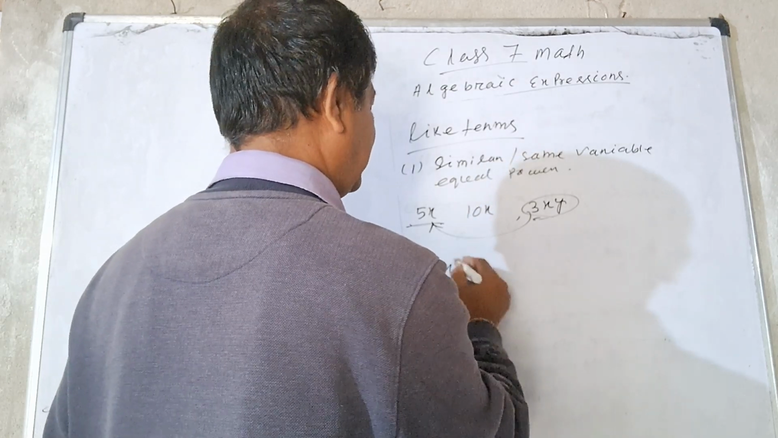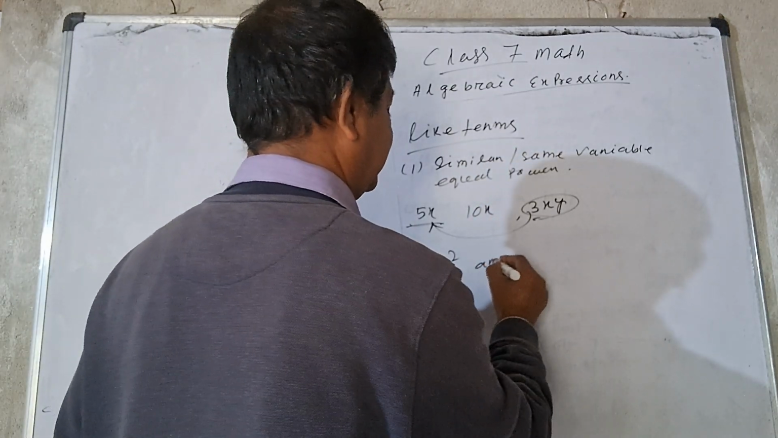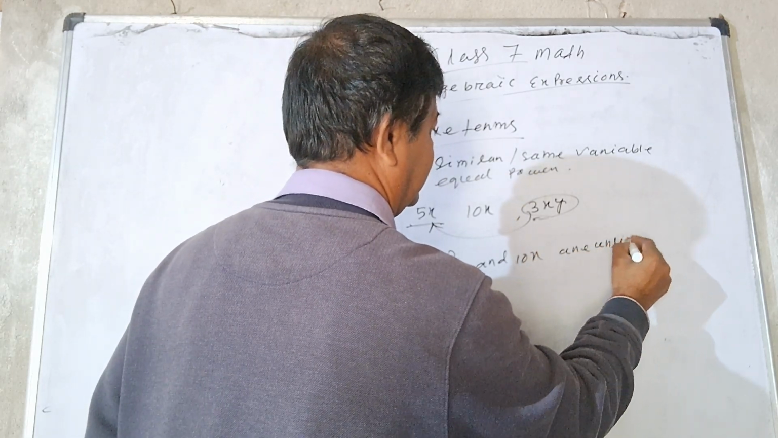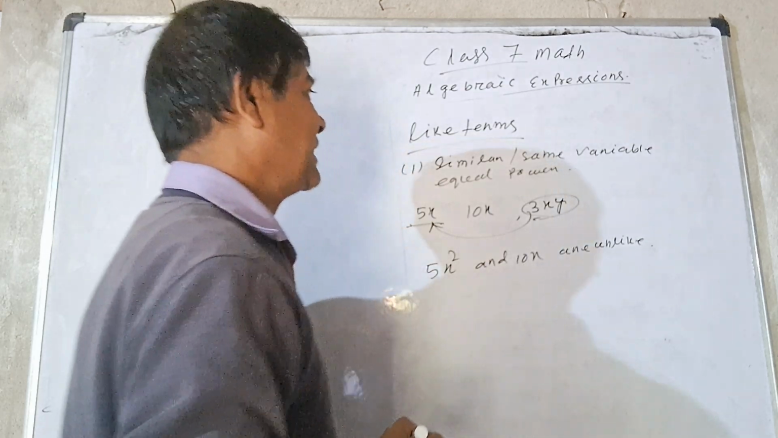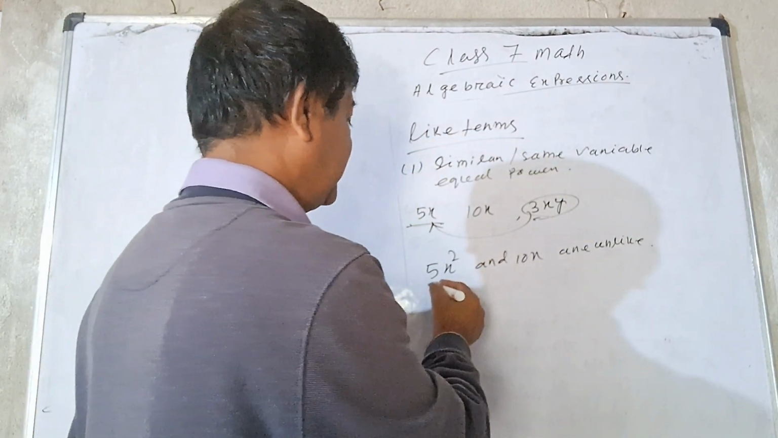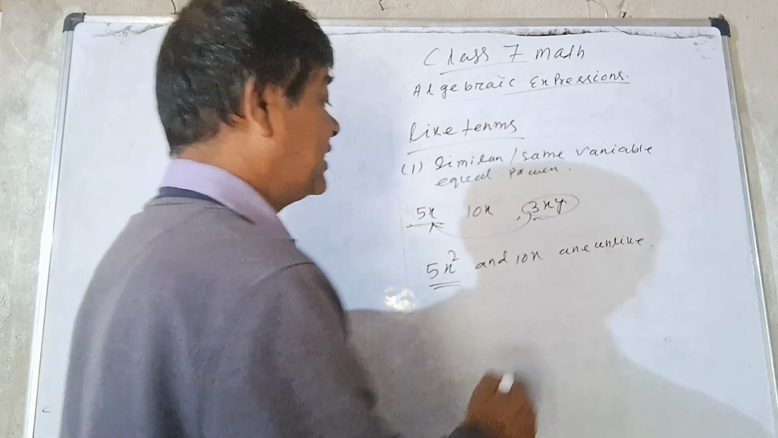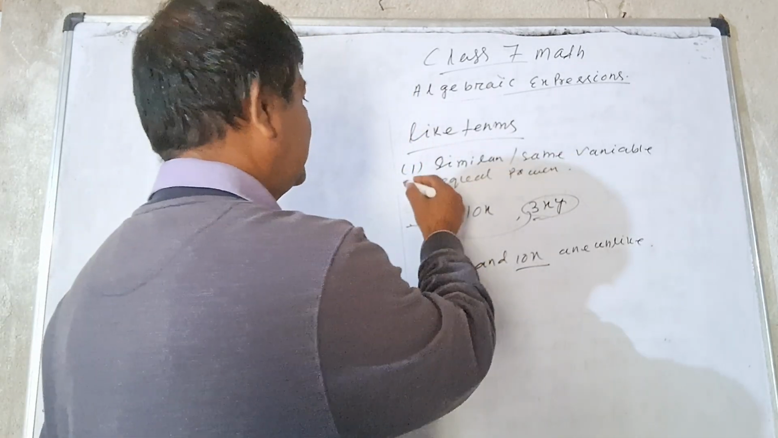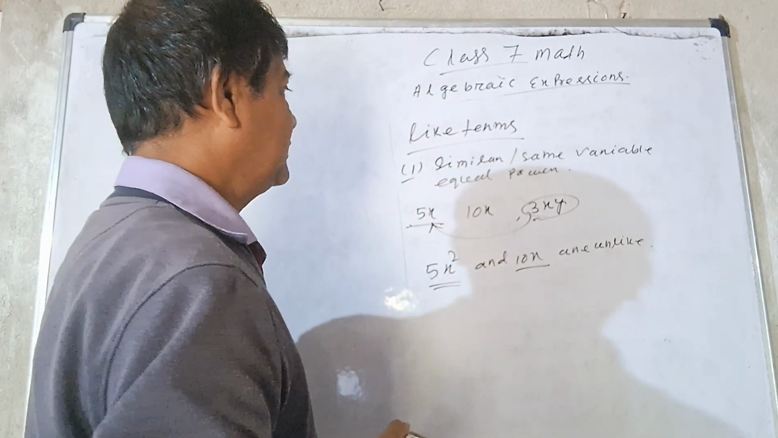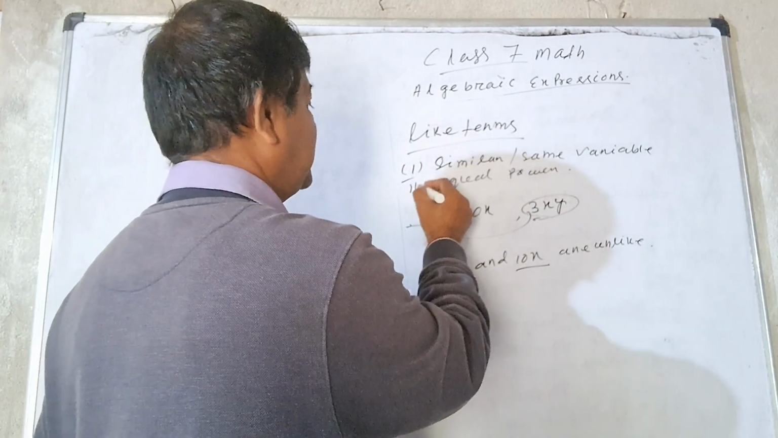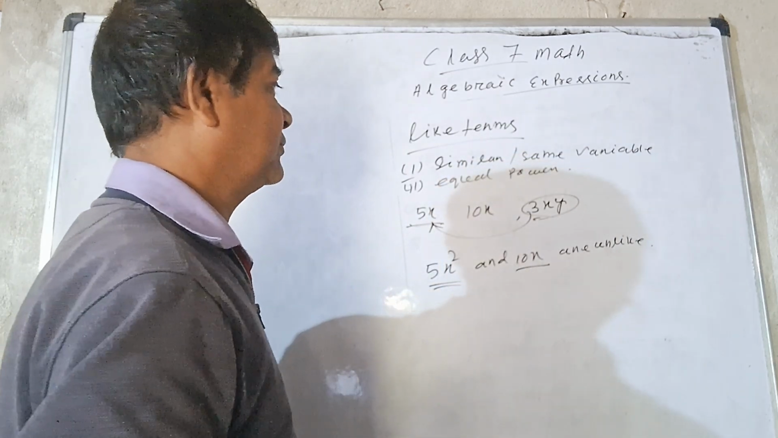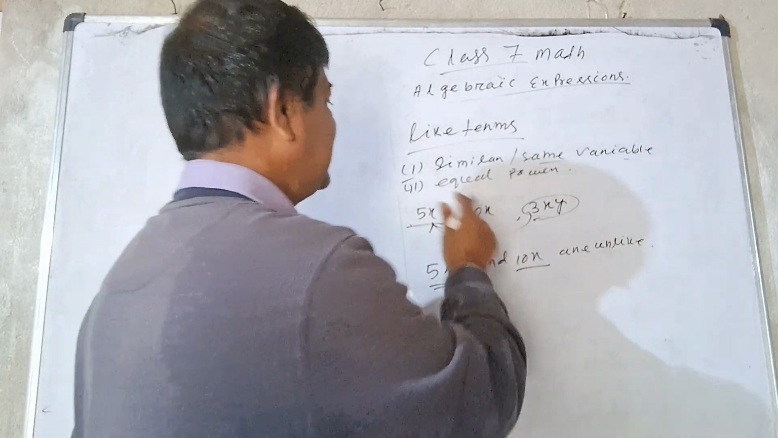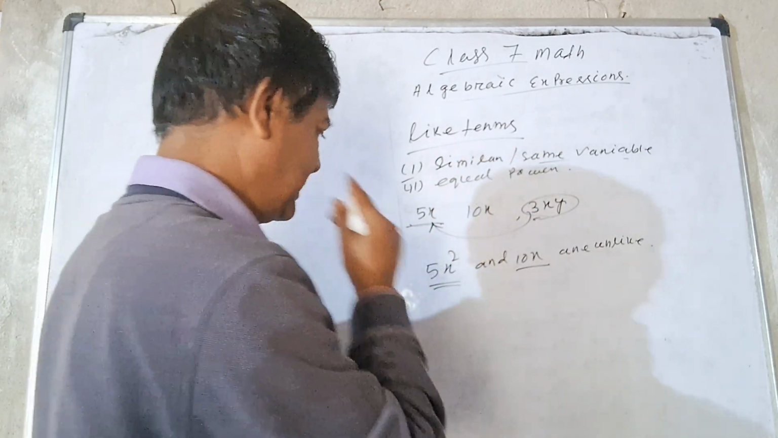Similarly, 5x square and 10x are unlike, not like terms, because here the power of x is 2 and here the power of x is 1. That means you need two things for like terms: one is the same variable, another is equal power.